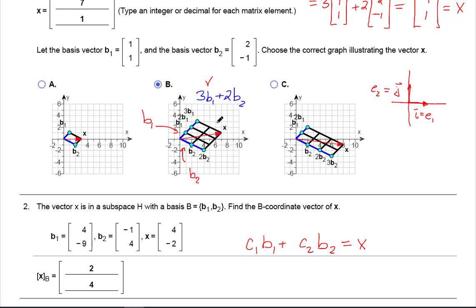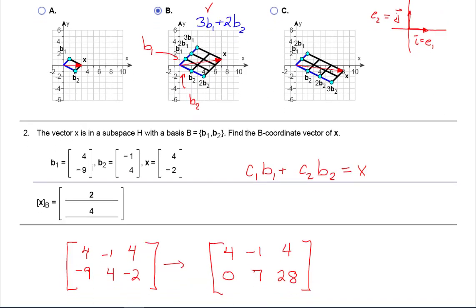But relative to the new basis, how do I do that? Well, here's 3B1, here's 2B2, and the sum of those two, using the parallelogram rule for adding vectors, looks like our vector x. All right, so let's take a look here in question 2.